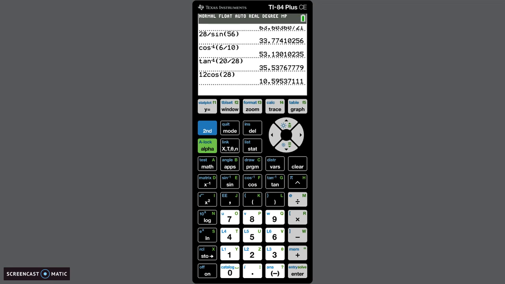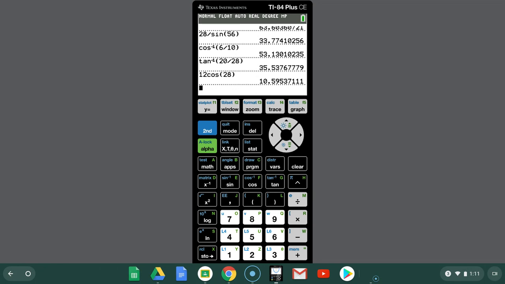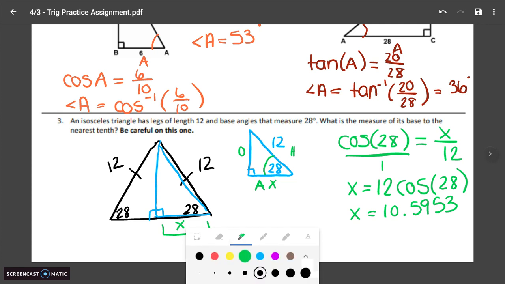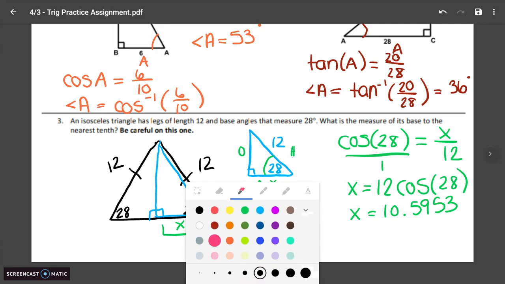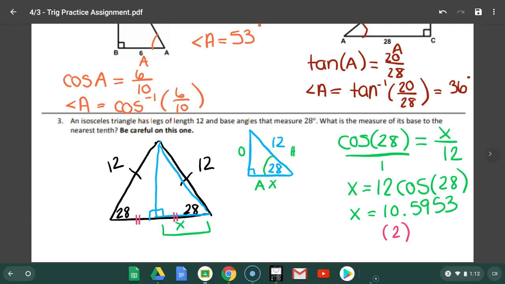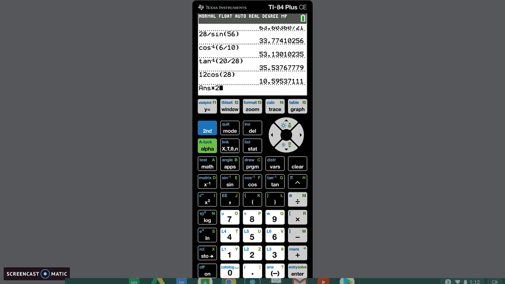We get 10.5953. Now I'm being careful here because I don't want to round just yet, even though it said nearest 10th, because the problem is we've solved for this piece here. To get the full length, we still need to go back and multiply by 2. We need to know that in an isosceles triangle, this altitude cut it into 2 equal parts. So I'm going to go into my calculator and just let the calculator do the work by hitting times 2.